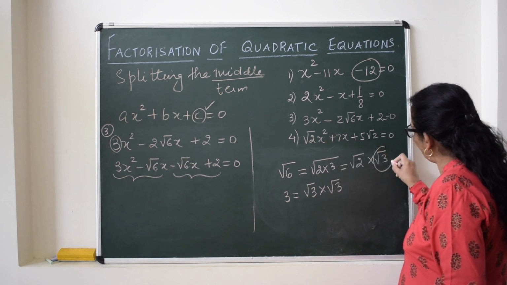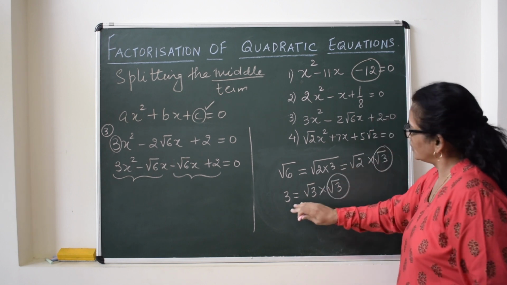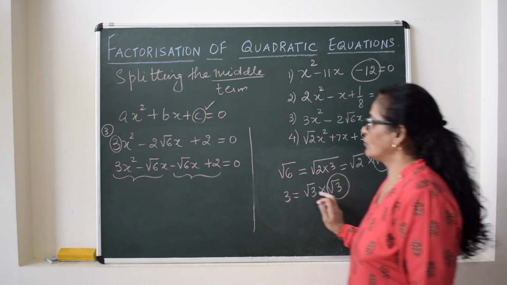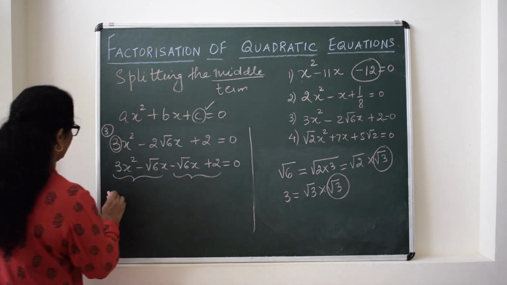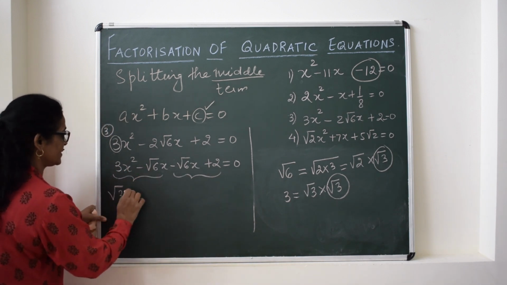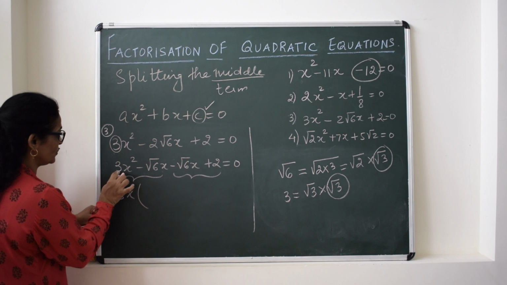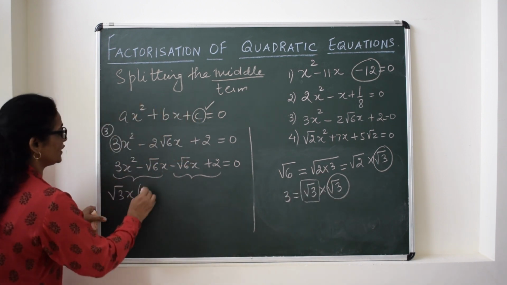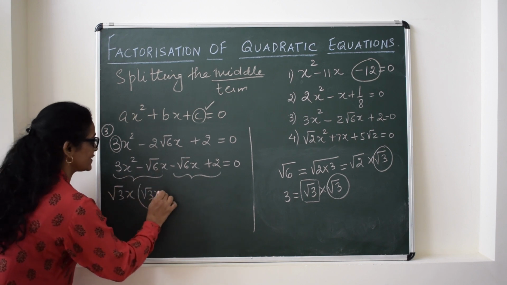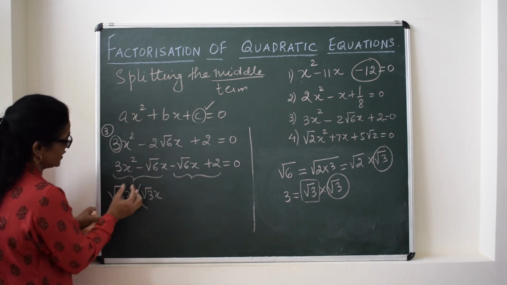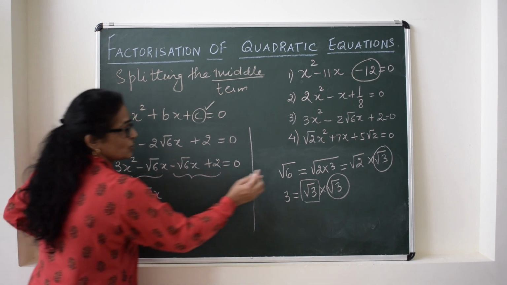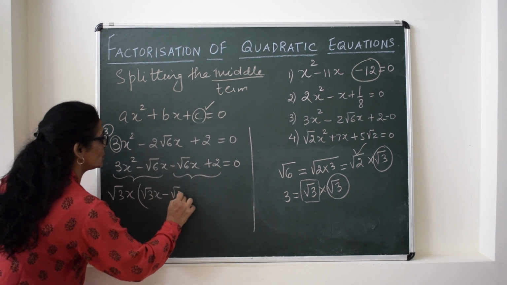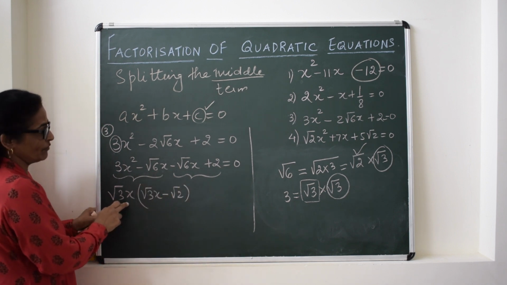So what is common from this root 3, 3 and root 6? Root 3 is common. So from these two terms we will take root 3 and x, that is common. So from 3, root 3 is gone, so what is left out is root 3. So here it will be root 3x left out. From root 6, root 3 is gone, common. So what is left out? Root 2. So minus root 2, x is already gone as a common factor.